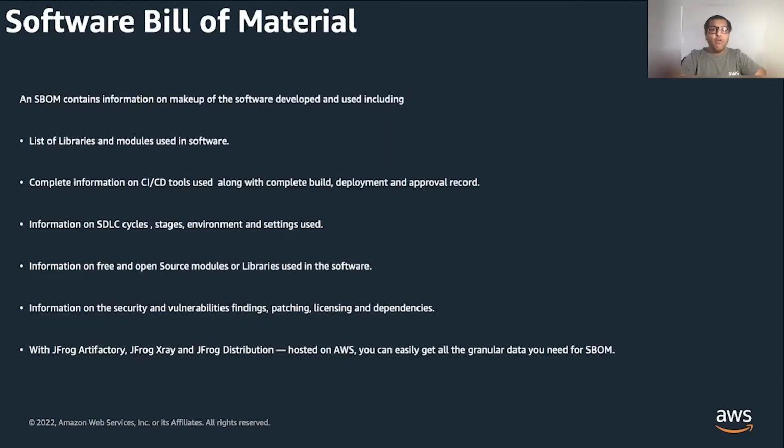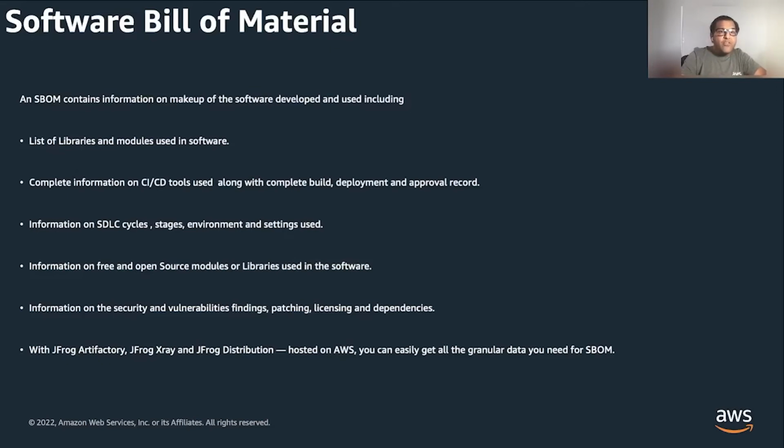An SBOM contains information on the makeup of the software developed and used, including the list of libraries and modules used in the software, complete information on the CI/CD tools used, along with complete build, deployment, and approval record and history, information on the SDLC cycles, stages, environments, and the settings used, information on free and open source modules or libraries used in the software, information on the security and vulnerability findings, patching, licensing, and dependencies.